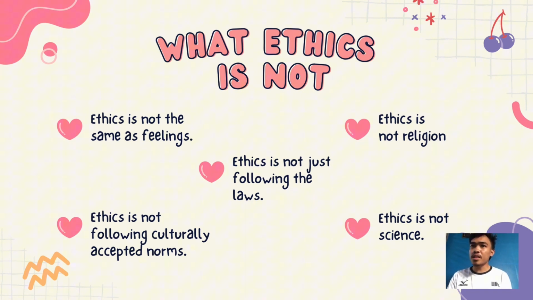Science seeks universally true facts through experiments, while ethical questions often have multiple perspectives with no single right answer. Though science can inform our understanding of human behavior, ethical decisions often involve weighing competing values and considering the context.